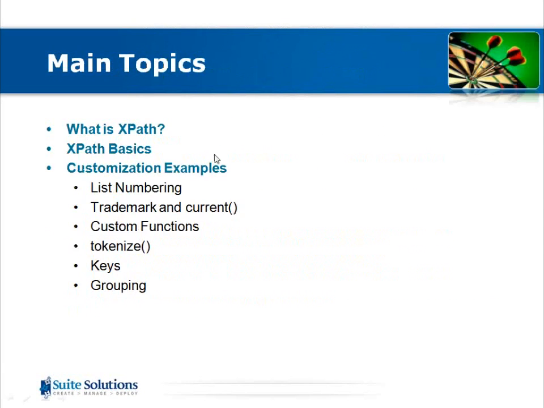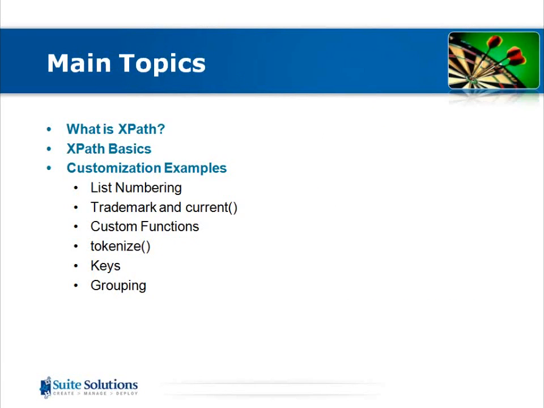Let's get started. Just for a quick overview of what we'll be discussing, first we'll start off discussing simply what is XPath. We'll start off with some of the basics just to review the foundation, the fundamentals of XPath, how it's structured and how it works. And then we'll get into some increasingly complex and advanced examples, starting with some list numbering, trademark, showing the current function, showing how to implement custom functions, giving an example of the Tokenize function, discussing keys, and then getting a little bit further into what keys are capable of with some grouping examples.